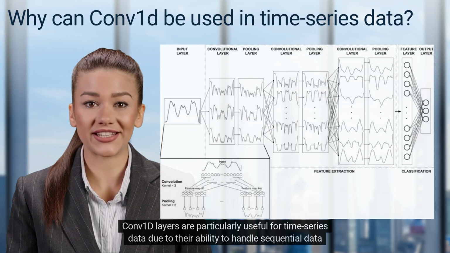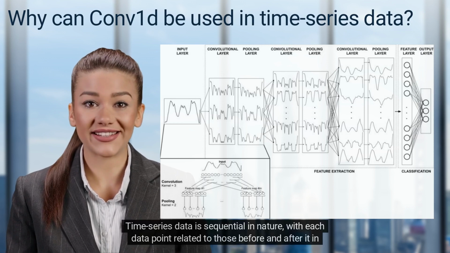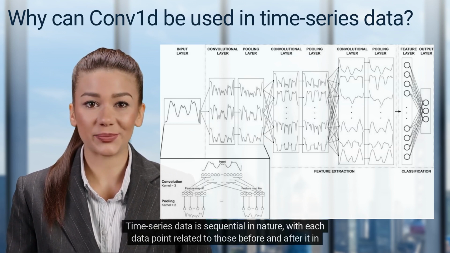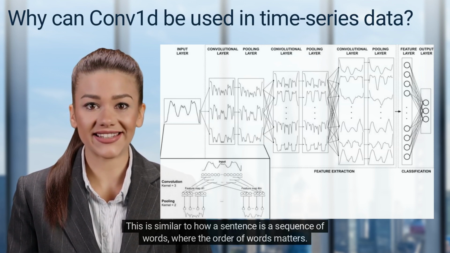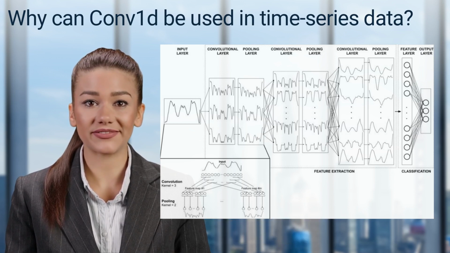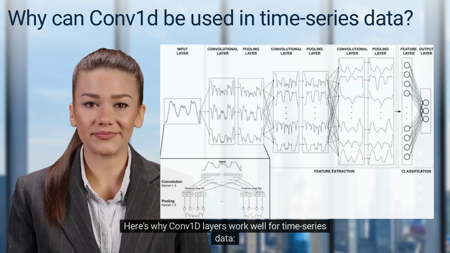conv1d layers are particularly useful for time series data due to their ability to handle sequential data effectively. Time series data is sequential in nature, with each data point related to those before and after it in time. This is similar to how a sentence is a sequence of words, where the order of words matters. Here's why conv1d layers work well for time series data.